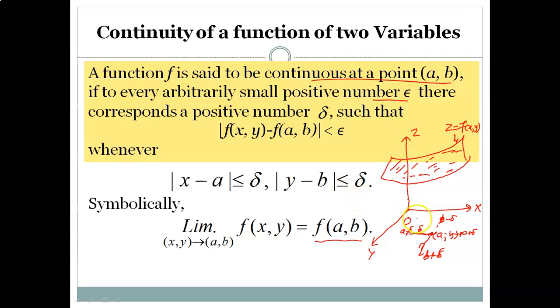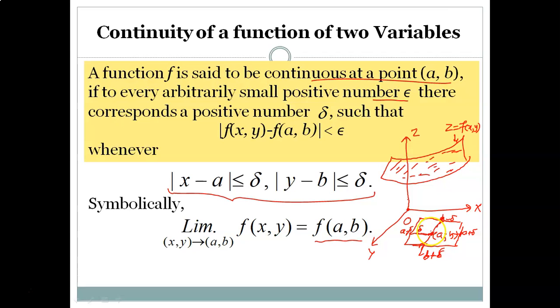Fine. So now it becomes a square neighborhood about the point (a, b). So this square neighborhood is the delta neighborhood. The whole situation given here, the meaning of these inequalities is this square neighborhood. And you want to check the continuity of this function f(x, y) at this point (a, b).